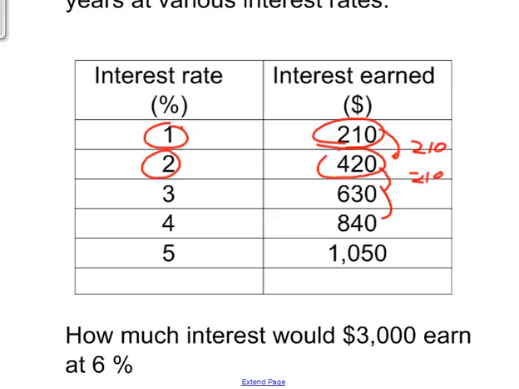The difference between here and here, $210. The difference between here and here, $210. It looks like we have a pattern going there. If I wanted to know, like the question asks, how much interest the $3,000 would earn after the 7 years at 6%? Well, I think I can just fill out the table, and I can say the difference is $210 more, which would be $1,260. So it's those kind of patterns that we're going to look for.